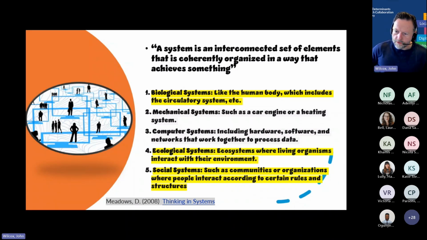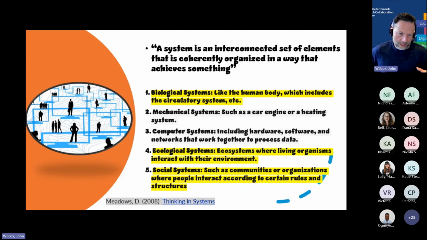When I've been preparing for this, one of the seminal books on systems thinking is this book by Donella Meadows from 2008, and through that she provides this definition of a system as an interconnected set of elements that's organized in a coherent way that achieves something. And thinking back to the picture I just put up, these are some of the classifications of systems from that, but there will be others.